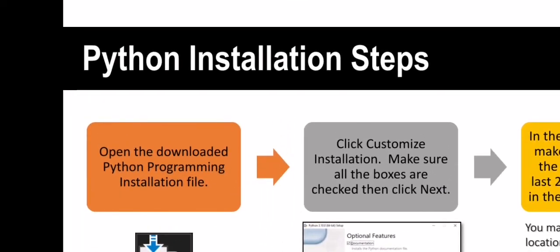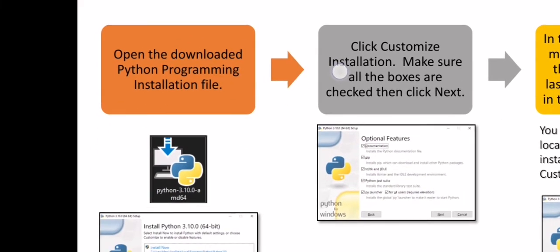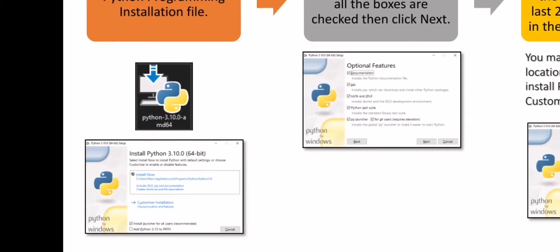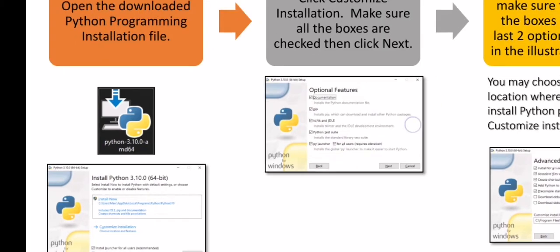The first step is to open the downloaded Python programming installation file. This is an example of the file. Once you have downloaded the file, all you need to do is double click the file or simply click the file on the browser where it displays the downloaded file.